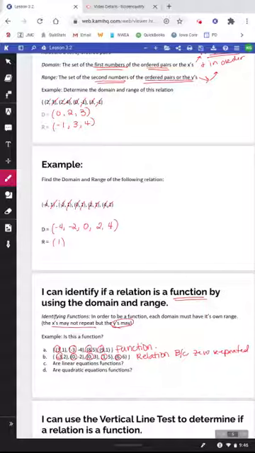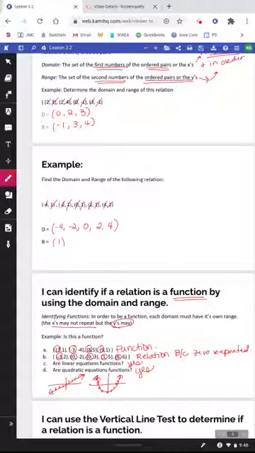Are linear equations functions? So think about a linear equation. This would be like -4, -3, -2, -1, 0, 1, 2, 3, 4. So yes. And are quadratic equations functions? So this would be like -3, -2, -1, 0, 1, 2, 3, 4. So yes.